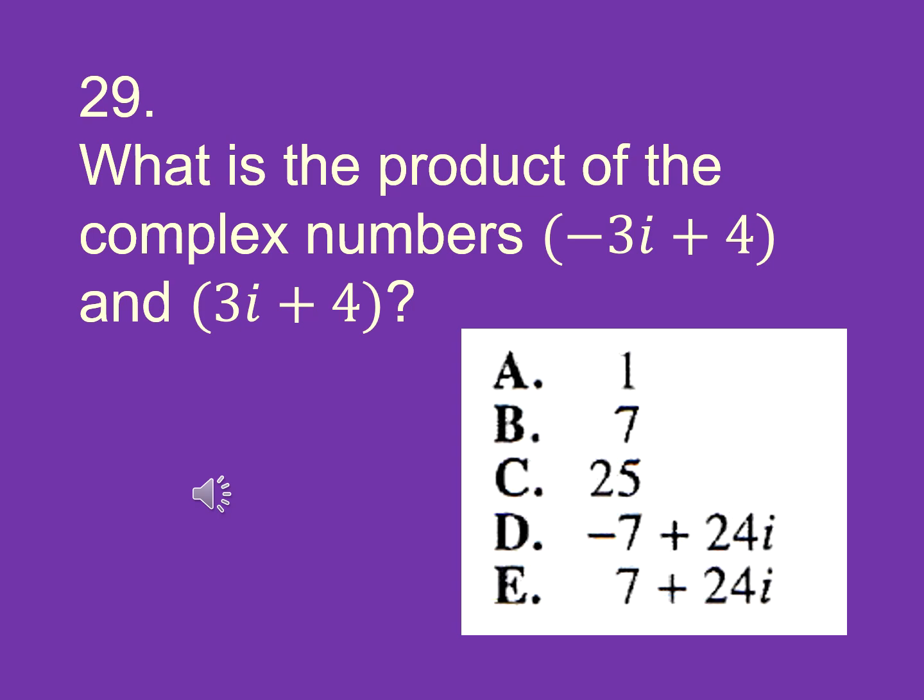Something I will point out is that they really did not write these numbers in what we would call standard form. Normally, you would write these with the real part first and then the imaginary part, and you'd call these 4 minus 3i and 4 plus 3i. And then it's a little bit easier to see that those are conjugates and that the i's are going to cancel out when you multiply them, which is why I know for a fact the answer won't be D or E.